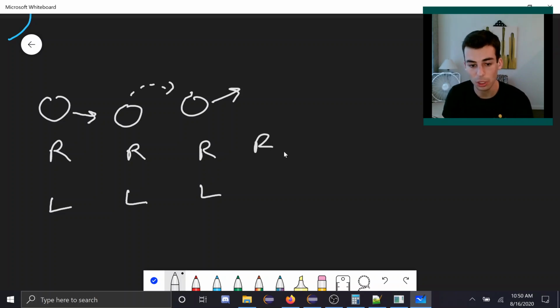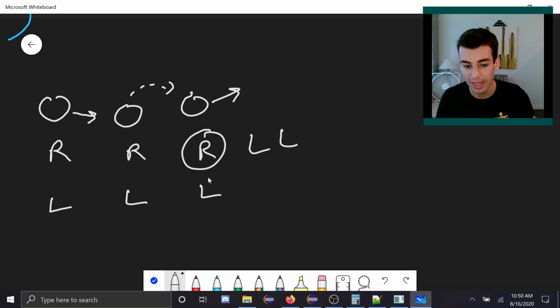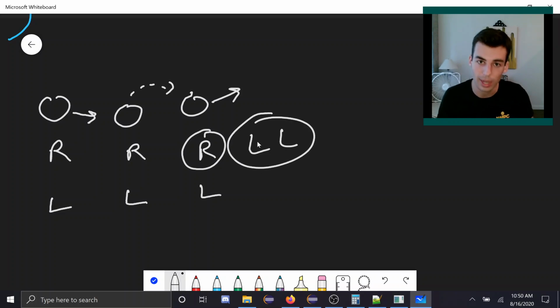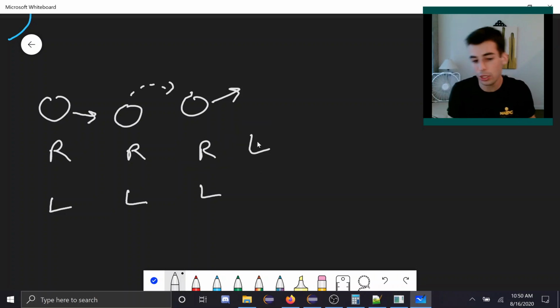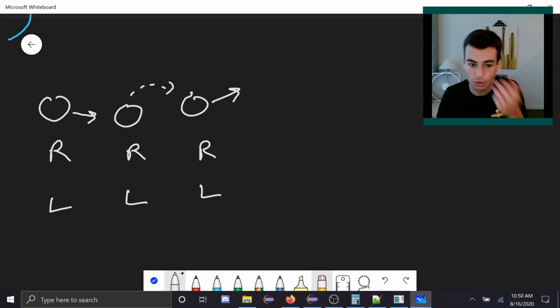Like, it's possible you have a bunch more rights here, so you want to change this one. But it's possible after this right, you have 2 lefts. So you don't want to make this a left, because if you did, then you'd have to make one of these a right, so it'd be an extra move. So maybe you can case work it out and figure out what you want to do.